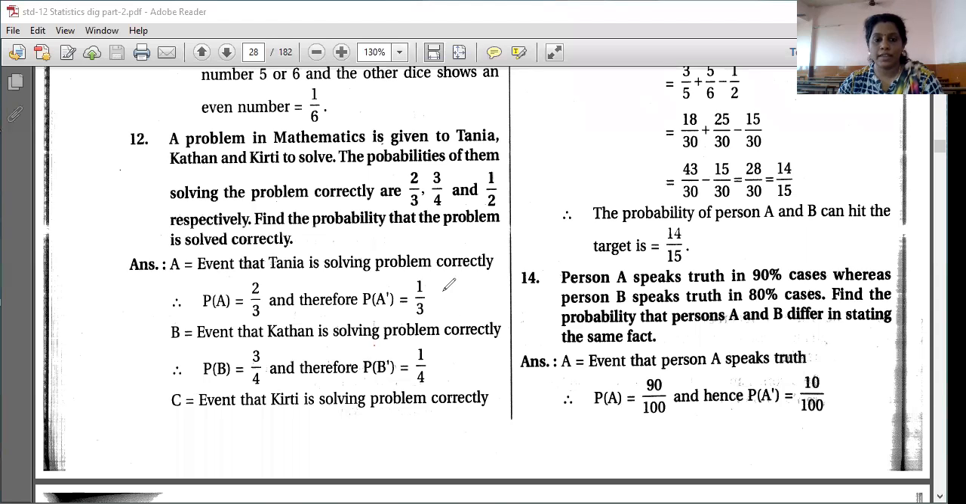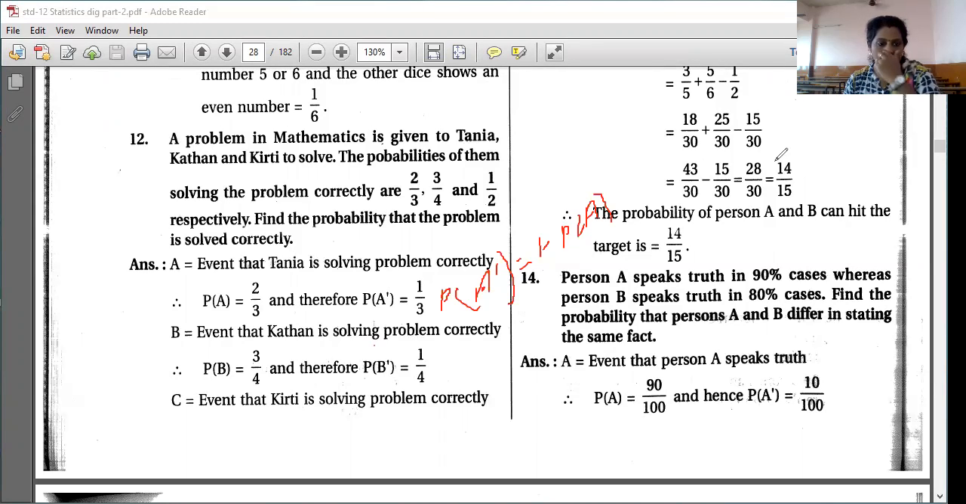Then I will tell you why they have used it. A dash is equal to 1 minus P of A. Okay, this is the formula. So 1 minus 2 by 3 will be 1 by 3.